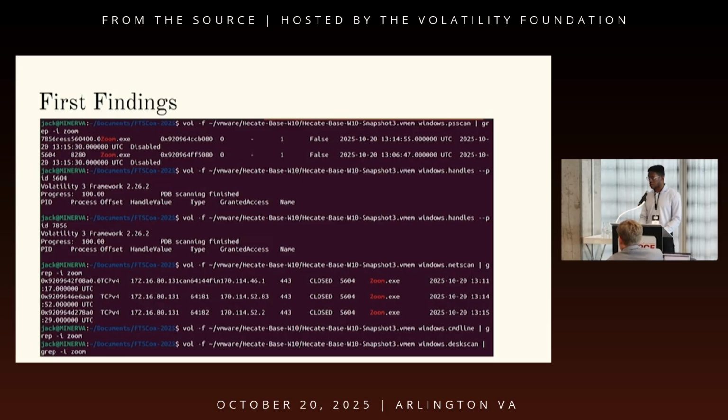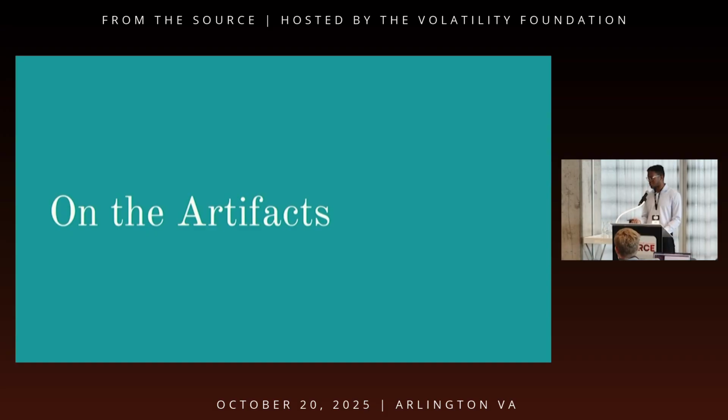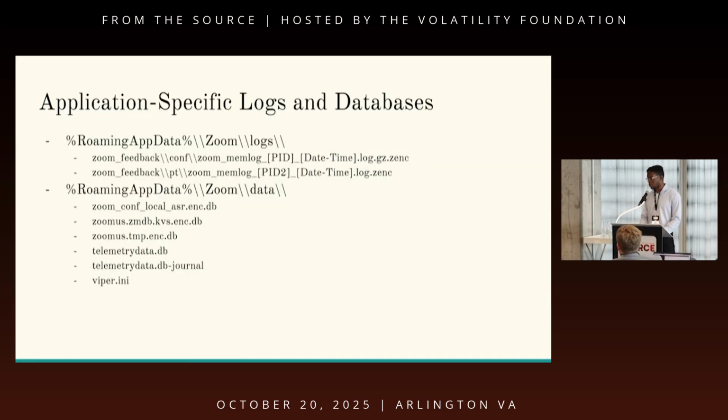But basically, we did get a couple Zoom-related processes, and then when we look at the network connections with NetScan, those IPs are associated with the Zoom domain. So nothing really standing out from a network perspective. Nothing from the desktop perspective as well. It didn't seem like Zoom was creating or handling any type of desktop object. So we end up with a lot more questions than answers when it comes to both the memory and the application-specific logs and databases side of things.